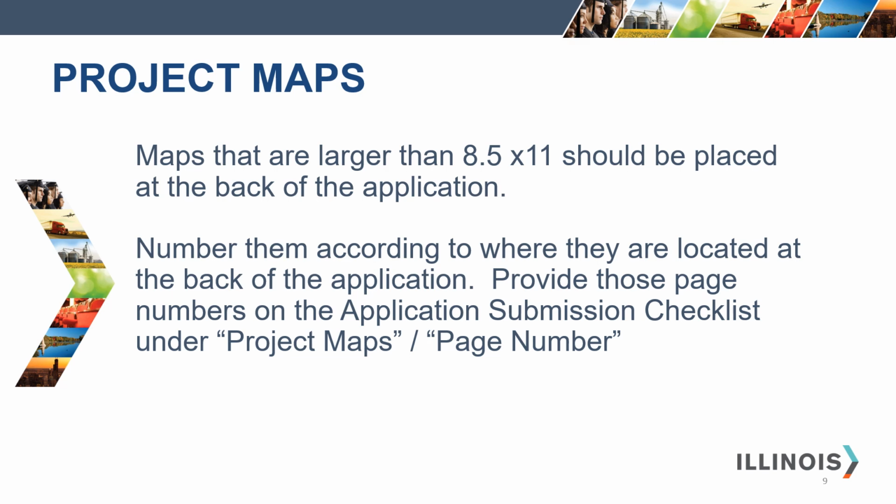If you include maps that are larger than 8.5 by 11, these should be placed at the back of the application. Number them according to where they are placed at the back of the application. Then provide those later page numbers on the application submission checklist under Project Maps page number.